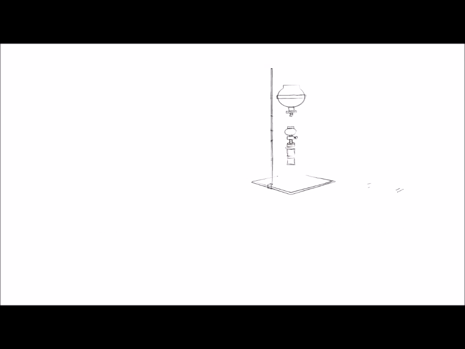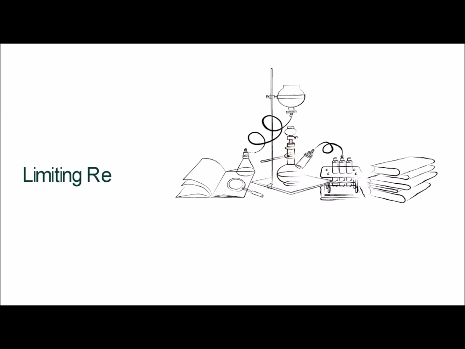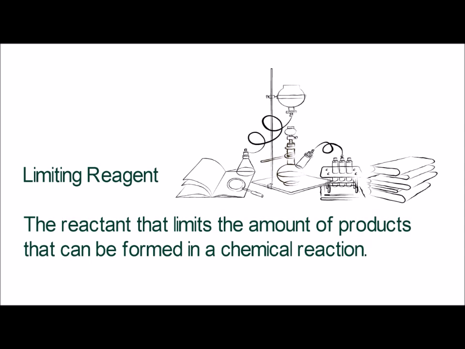In an ideal chemical reaction, there would be exactly enough reactants to form all of the products. Practically, this is not always the case. What happens if there is more of one reactant than another? In a chemical reaction, the reactant that limits the amount of products that can be formed is called the limiting reagent. We know that products are formed in a chemical reaction and mass is conserved.